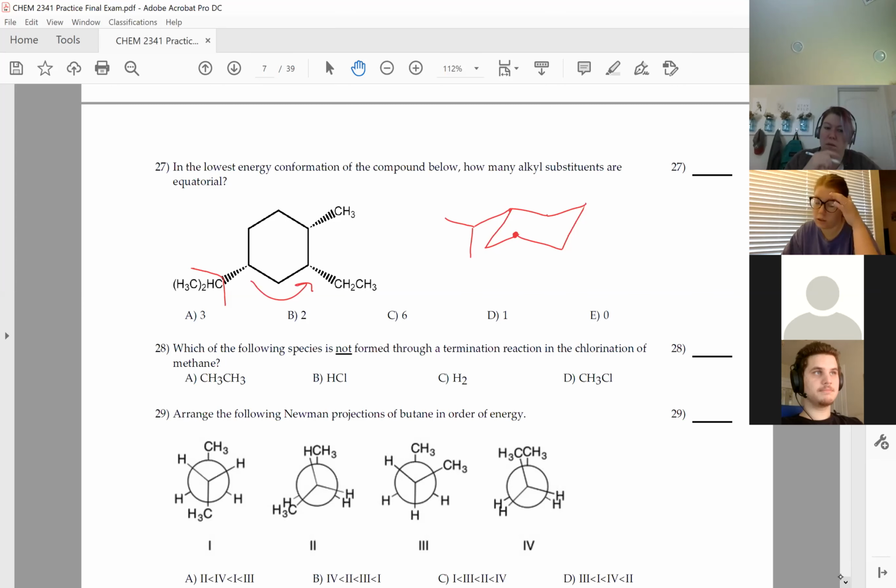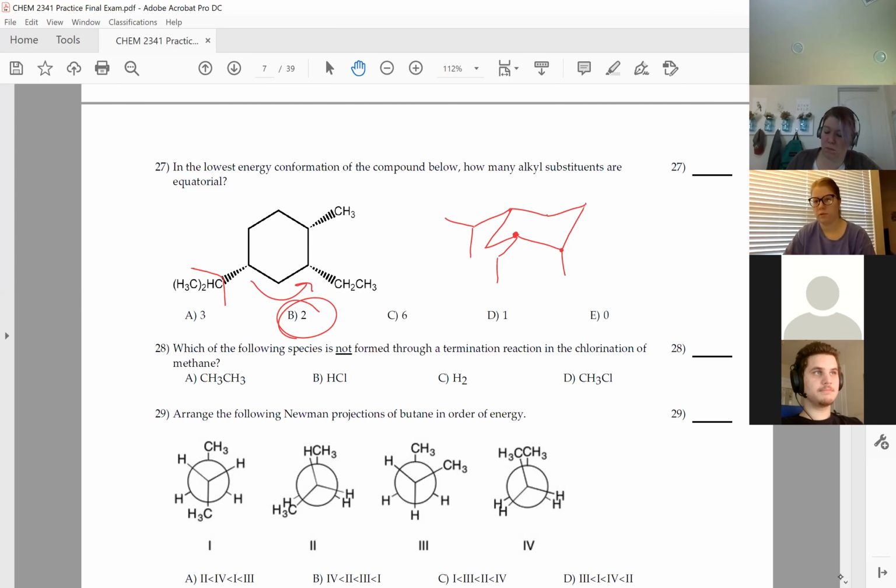Equatorial. Right. So this one will also get to be equatorial. And then the methyl group is 1 carbon over from that. Is the down position axial or equatorial on this one? Axial. Right, it's axial. So how many of our alkyl substituents got to be equatorial? 2.